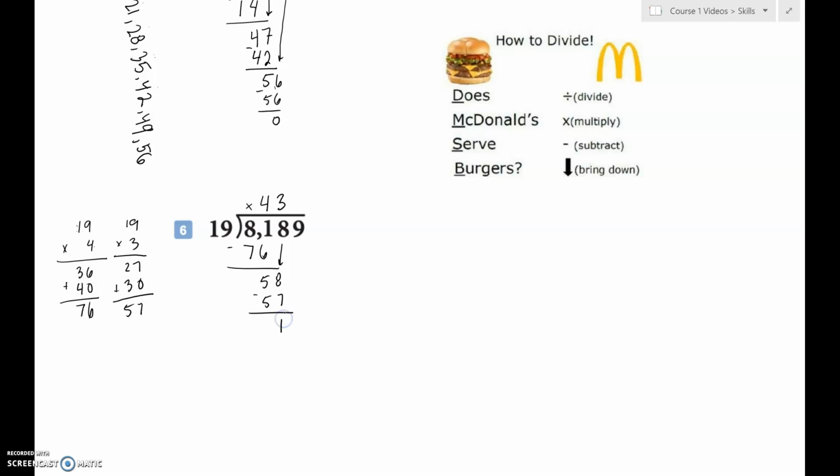So we got a remainder of 1. Subtract, bring down, and we got 9. So how many times does 19 go into 19? Once. 1 times 19 is 19. Subtract, and you get 0.